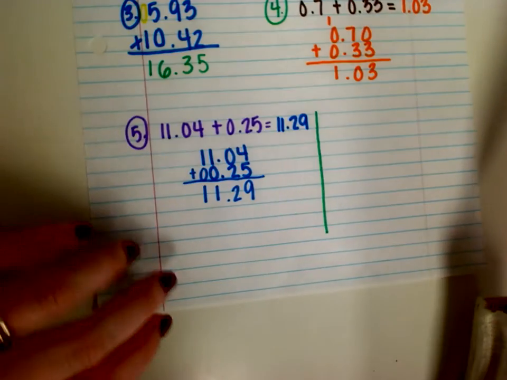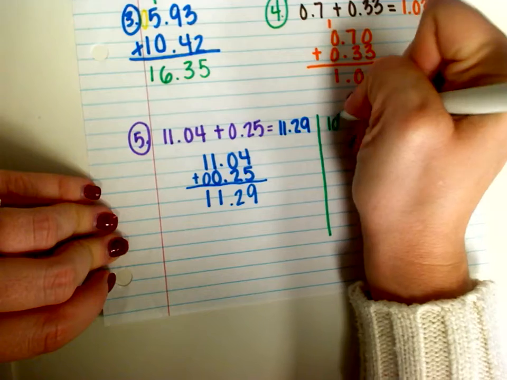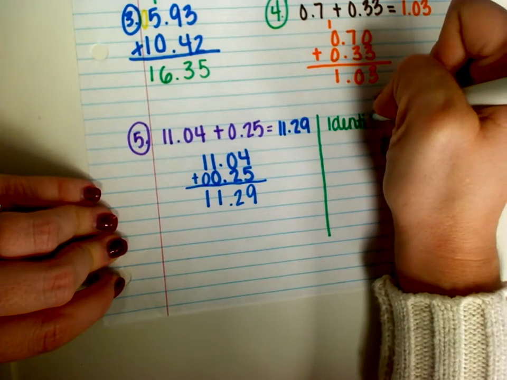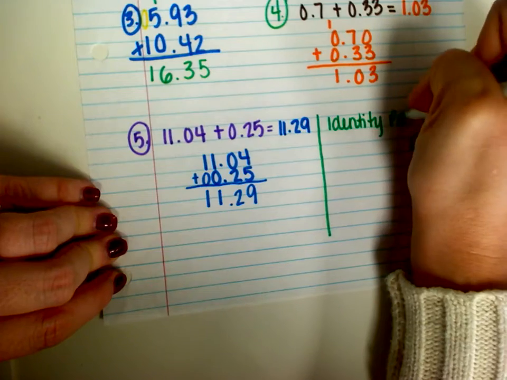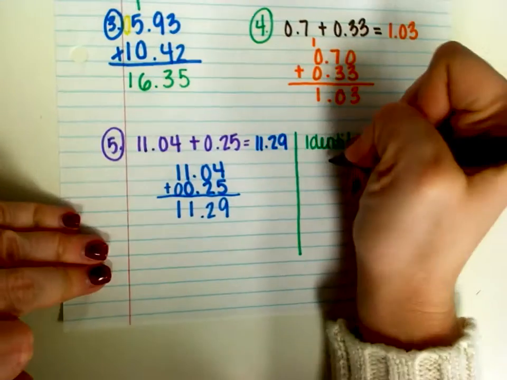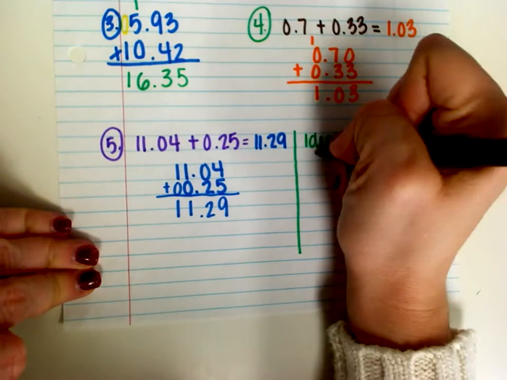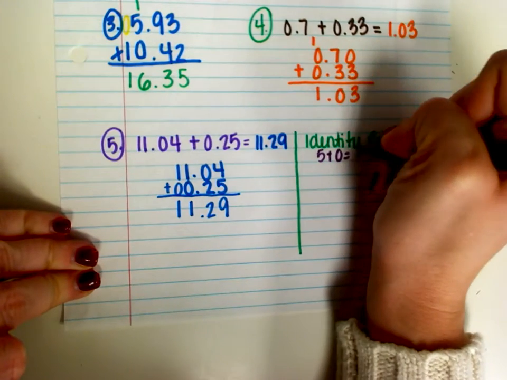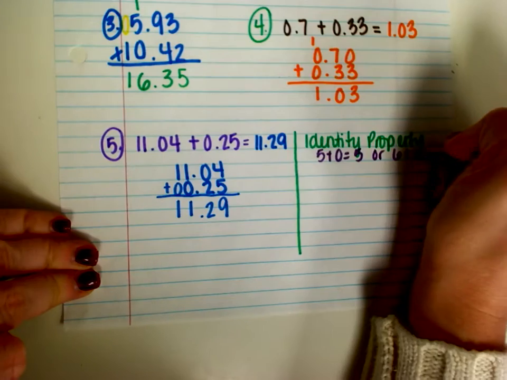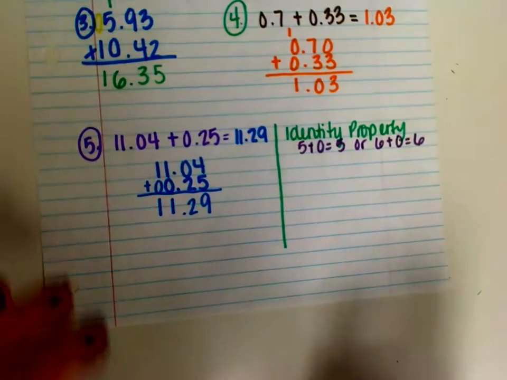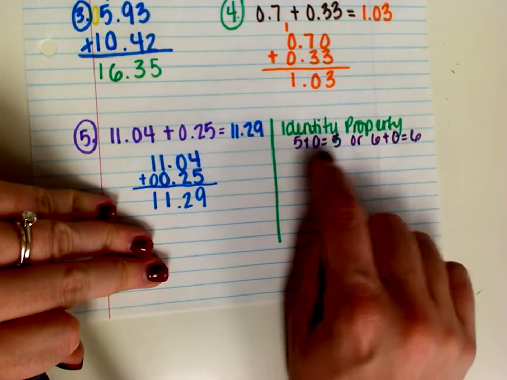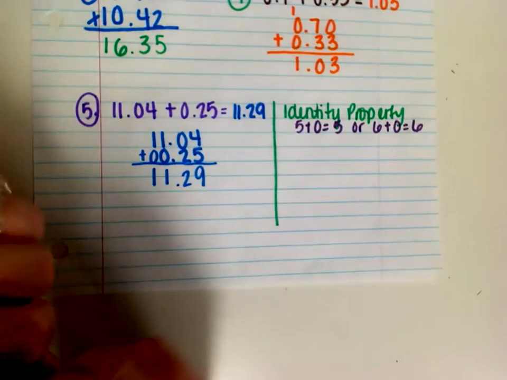So the first property we're going to talk about on here is the identity property, and that is any number plus 0 equals itself. So that would be 5 plus 0 equals 5, or 6 plus 0 equals 6, or anything plus 0. It's like that 0 is a mirror. It's looking in the mirror, seeing its identity on the other side.